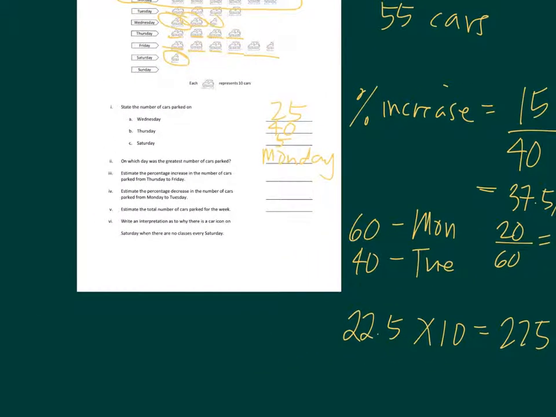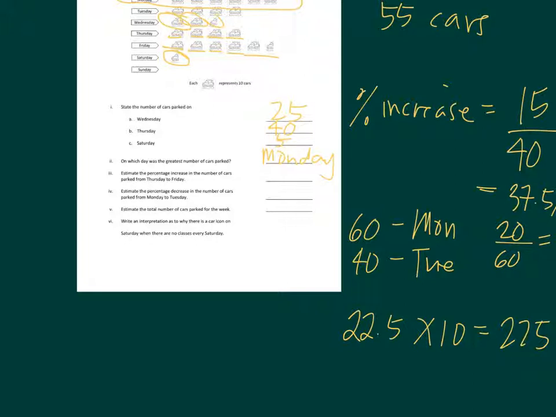Okay, finally, we look at the fifth question. Write an interpretation as to why there is a car icon on Saturday when there are no classes every Saturday. So there are many different interpretations that you can give, as long as they are realistic, and you have to consider what is in the data. So Ridley is a school, so your interpretation should be related to Ridley as a school.